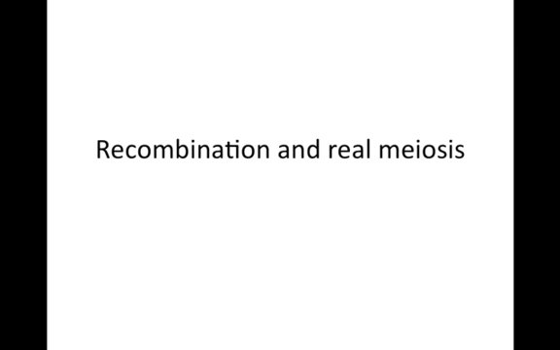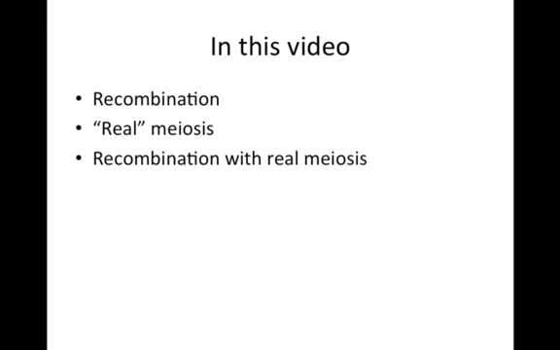Okay, so in this video, we're going to continue our discussion of the consequences of meiosis. We have two big things to finish up on here. The first is introducing the concept of recombination. Second is, as I said, we've been talking about kind of fake simplified meiosis. So now we're going to introduce back the extra step that we've been avoiding or ignoring. So we're going to go to real meiosis, and then finally we just put these two things together to show how recombination works in real meiosis.